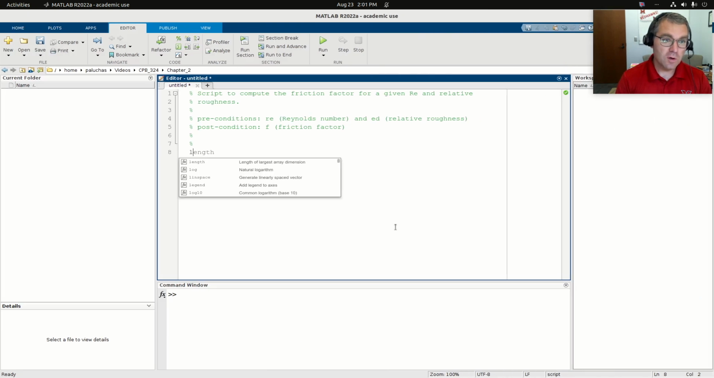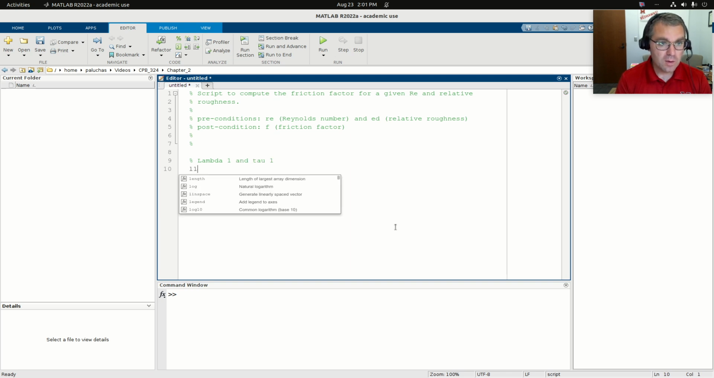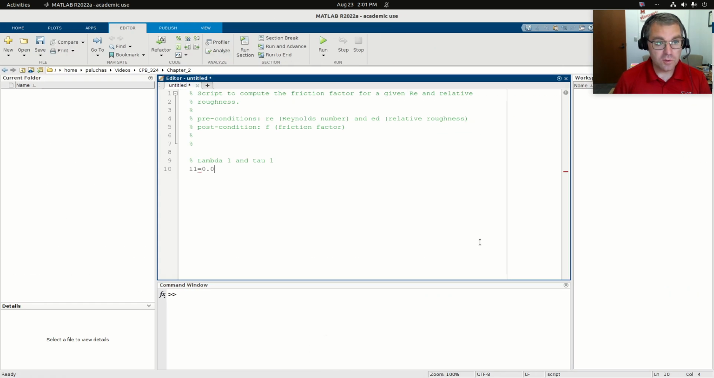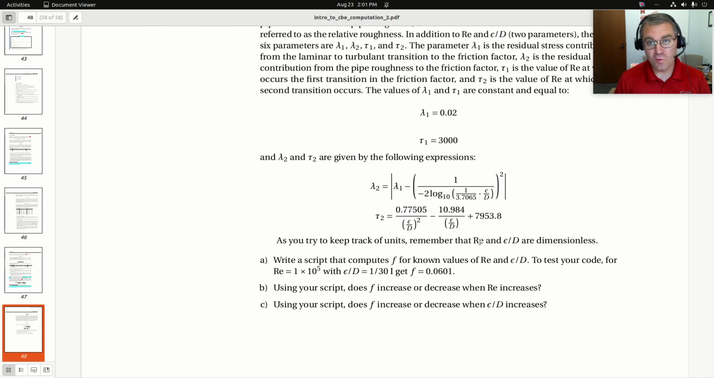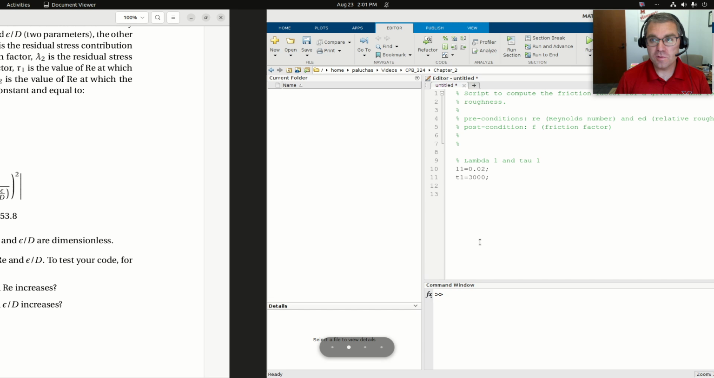Okay. So in terms of lambda, I could call it lambda, I could call it L1 or L2. It's really up to you. And if you're not sure, you can add a comment. So let me call this, say, lambda 1 and tau 1. And so lambda 1 is 0.02. Tau 1, I'm just going to use T1. Remember, there's no Greek characters. So tau 1 is 3000.